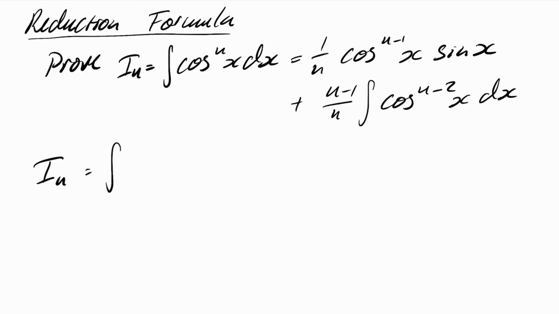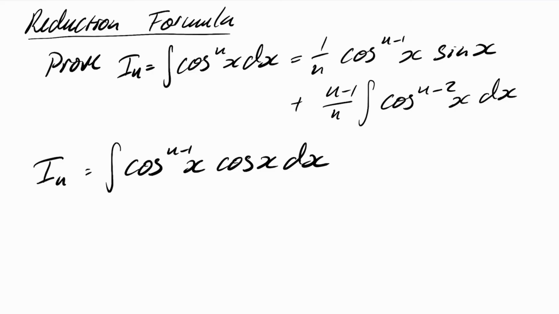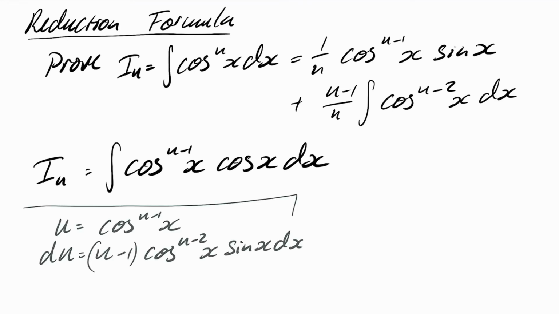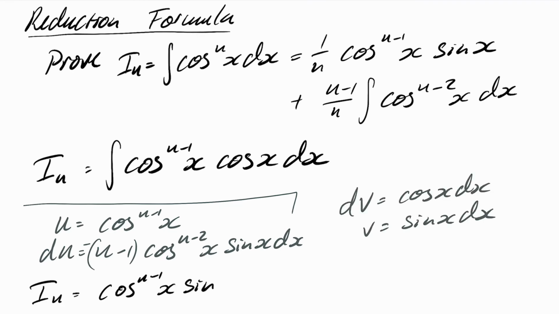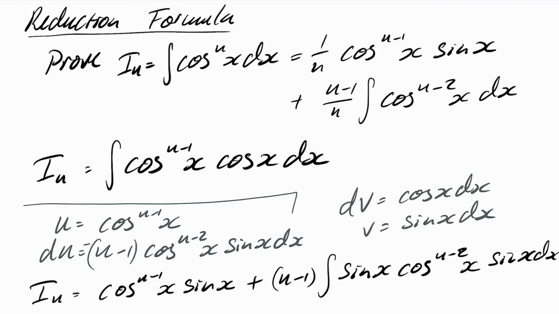It's not immediately obvious how to go about this. So what I'm going to do is write my integral as cos to the n minus 1 times cos x. And then let's go through integration by parts. Okay, so let's let u and v be defined in this way. Then I can write. So again, this seems to be no further forward because I end up with an integral which looks just as complicated.